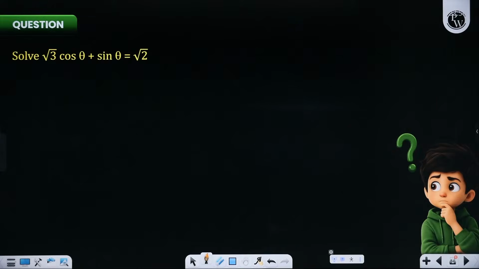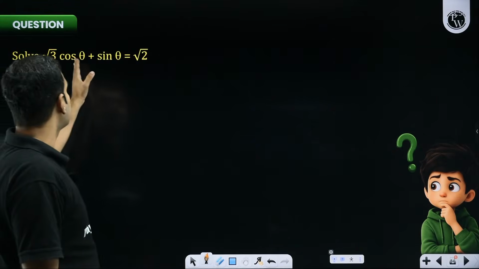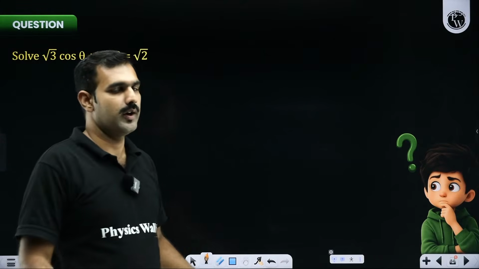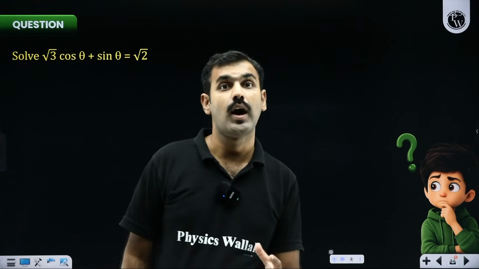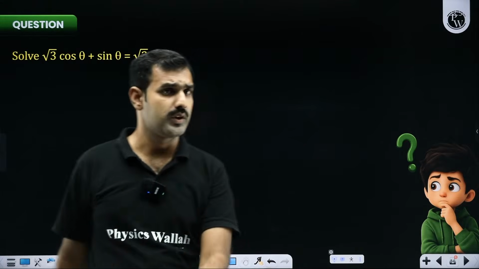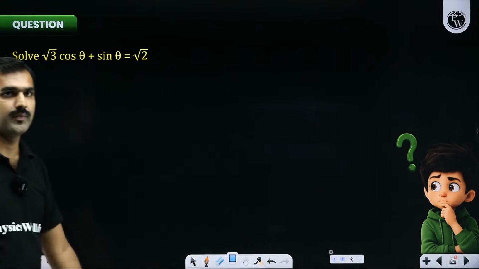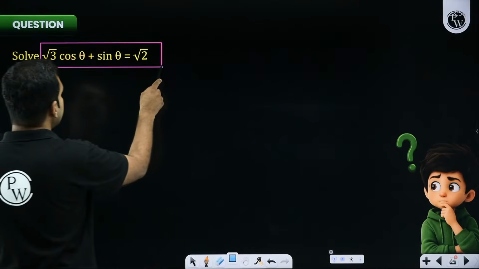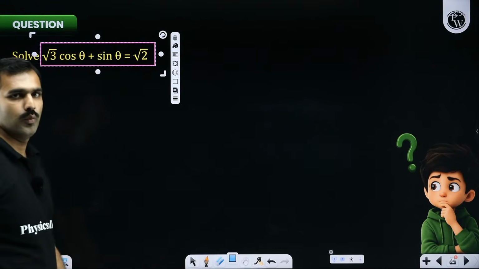We'll solve it together. But before that, just look at the data. Root 3 cos theta plus sin theta is equal to root 2. That's what I'm given. Okay, how do we solve this? Just look at the equation. The solution is there in the equation only. Sir, how? What do you mean by that?